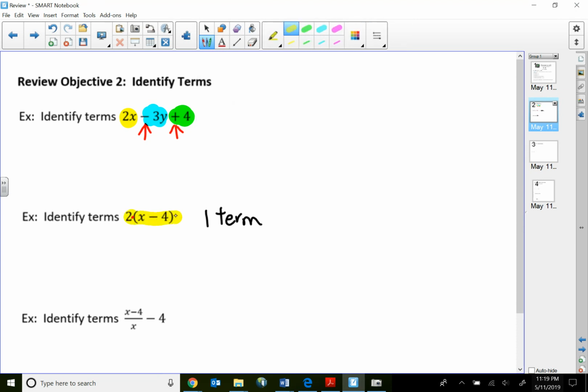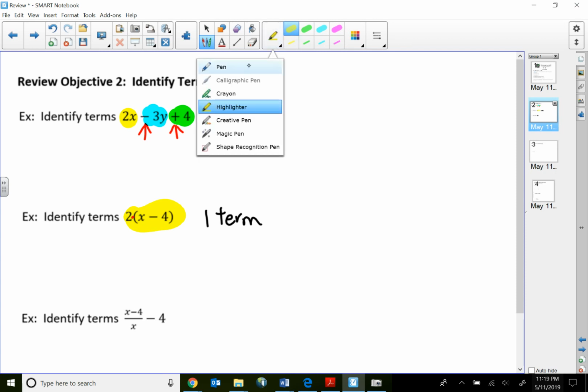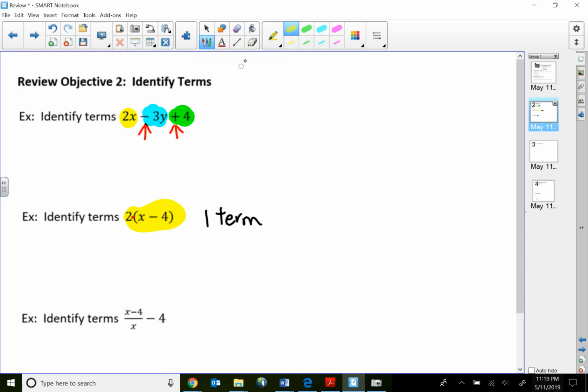outside the parentheses. So even though this problem is one term, if you look inside the parentheses, there's actually a subtraction sign. So inside the parentheses, I actually have two terms. So now let's rewrite the problem again. So the whole thing is one term. What's inside the parentheses is one term.